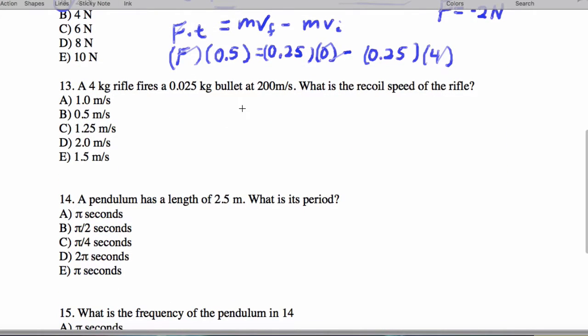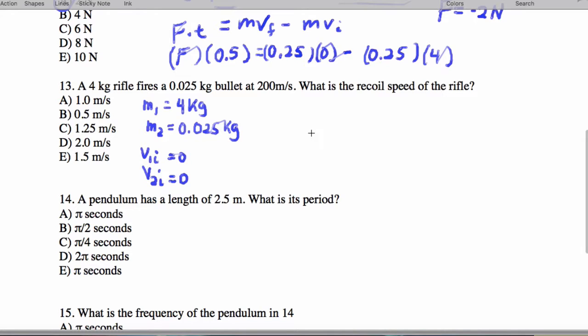Number 13, this is actually a conservation of momentum question, so I really want to kind of lay this out. So we have a rifle and a bullet, and both start at rest. So M1, M2, V1 initial, V2 initial, 0, 0. We'll say the rifle is 4 kilograms, and the bullet is about 25 grams.